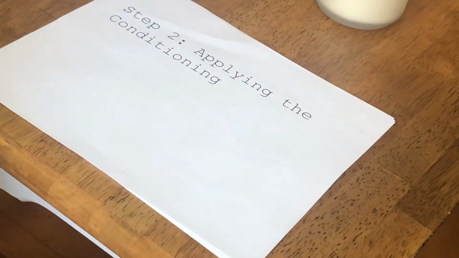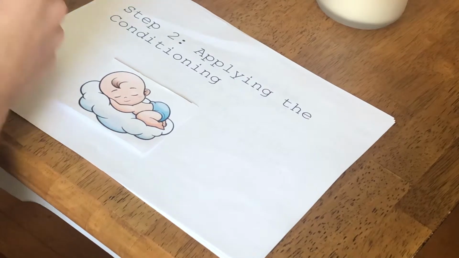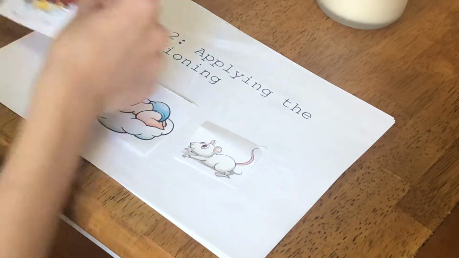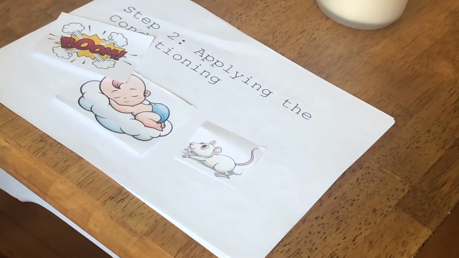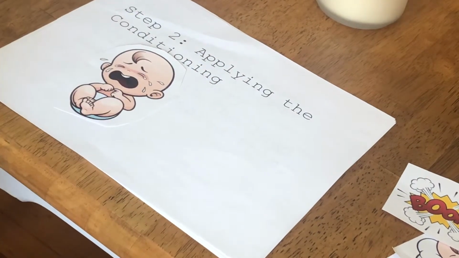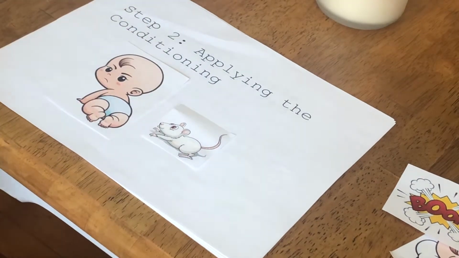Step 2, applying the conditioning. This time, Watson exposed little Albert to a white rat. When little Albert tried to touch the rat, Watson made a loud sound behind Albert's back by striking a steel bar with a hammer. He did this each time little Albert touched the white rat. Little Albert responded in fear. He began crying. This time when he was exposed to the white rat, little Albert avoided the white rat.